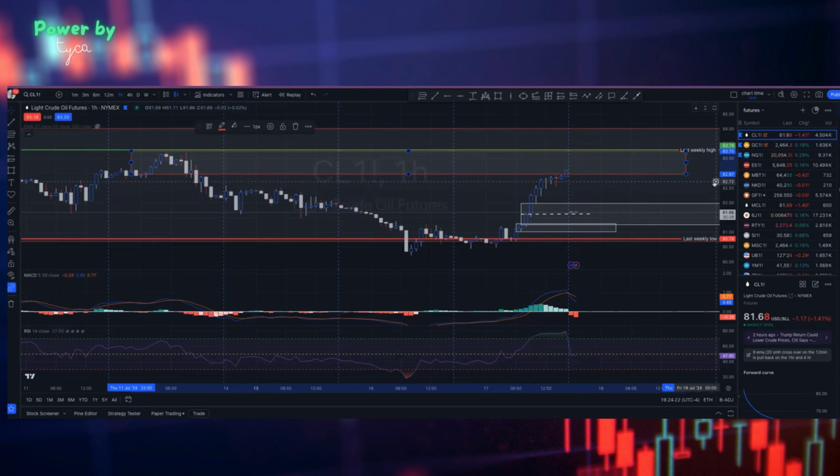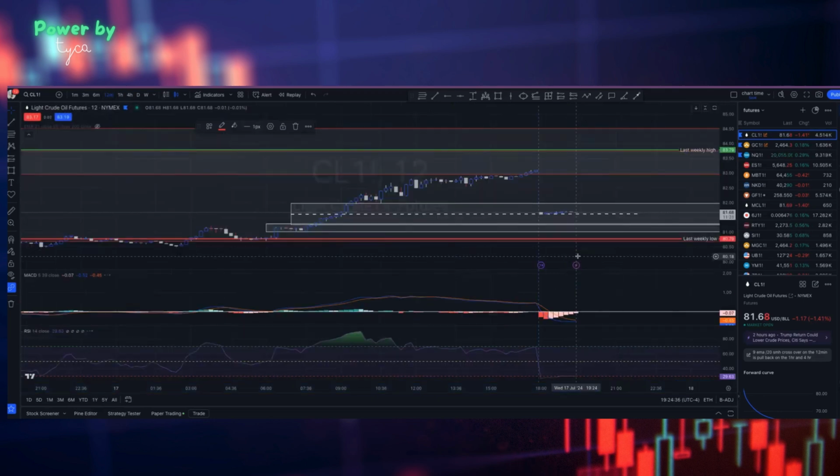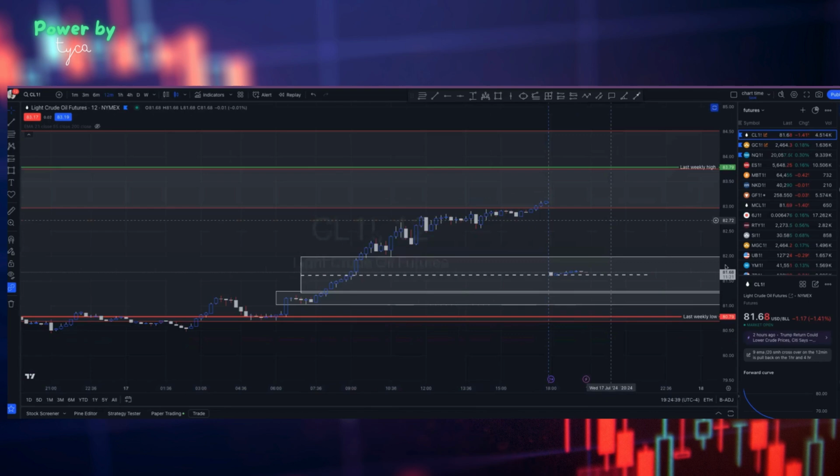Typically, I will go down to a 12-minute chart to zone in and see what else I can find on that smaller time frame, or you can use a 15 as well. Once I find those key levels, matter of fact, let's do that. I use a 12, so we're going to go to a 12. Let's get rid of the oscillators. We don't need those.